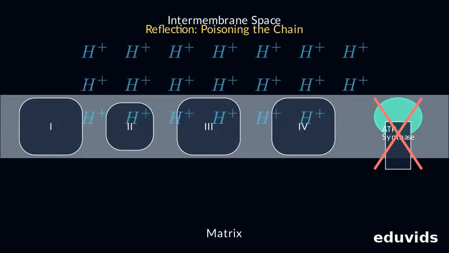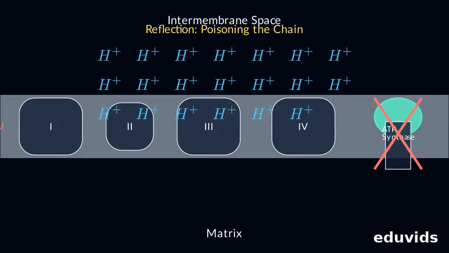Reflection. If a poison blocks proton flow through ATP synthase, the gradient spikes, electron flow stalls, and cellular energy crashes, showing how tightly coupled each step is.